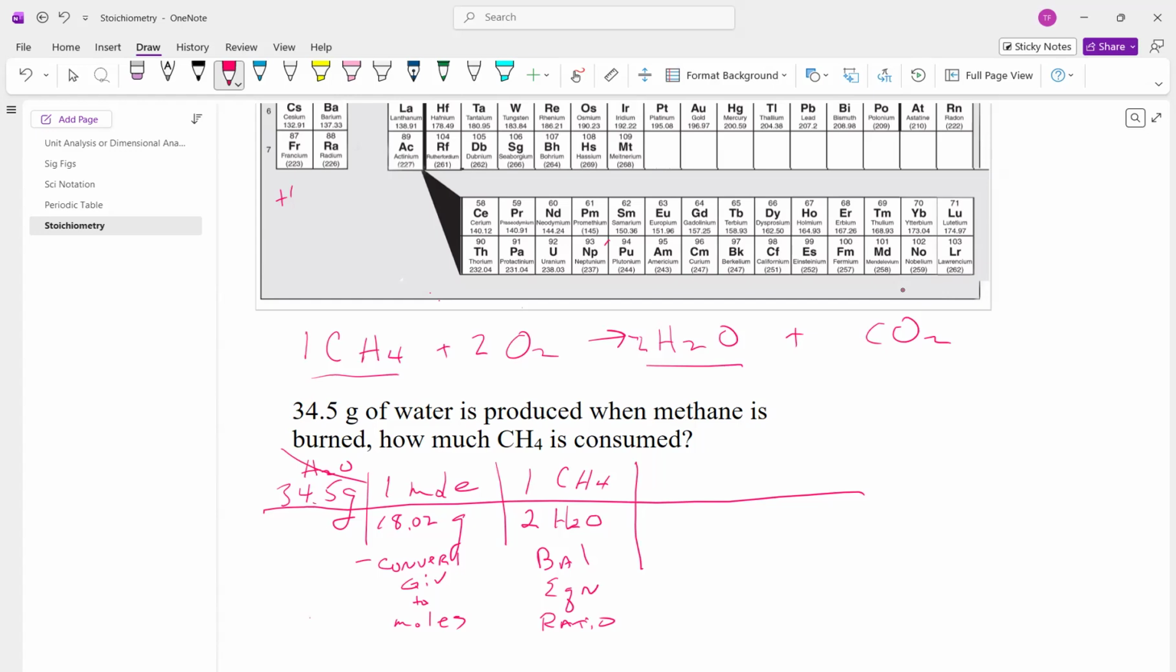Okay, now we need to convert. Right now we have moles of water, or excuse me, moles of methane. So now we need to convert the moles of methane to grams of methane. So we need moles on the bottom, so it cancels. And let's see. Hydrogens are 1.01, carbon is 12.01. So that's 16.05 grams per mole.